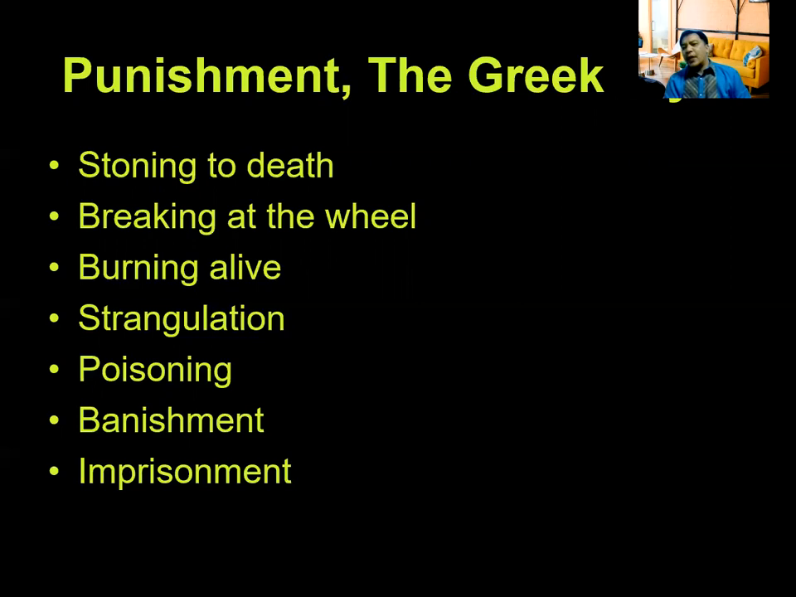Now, in as far as the board examination is concerned, in strangulation, what usually comes out there is in the case of criminalistics. So the usual question there is: what is the cause of death in cases of strangulation? So the cause of death basically is through asphyxia or asphyxiation.